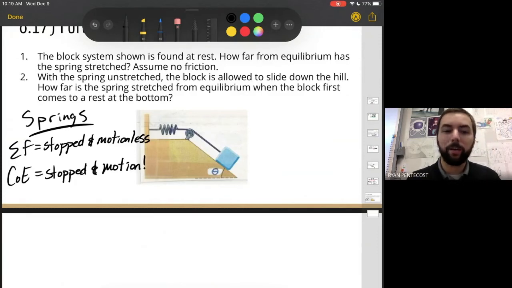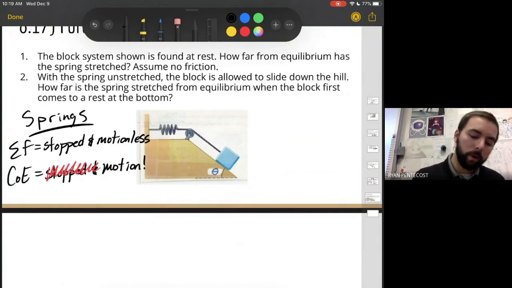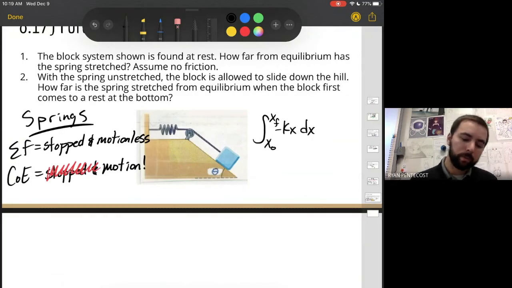I guess technically it doesn't even have to be stopped, right? You could just find where in that compression the spring exists. So it just needs to be in motion, right? If it's in the middle of its motion, whether it's maximum compression, maximum elongation, or somewhere in between, right? We actually went over that, where you integrate from x naught to x final of negative kx dx, right? So we did that. We know how to do that.